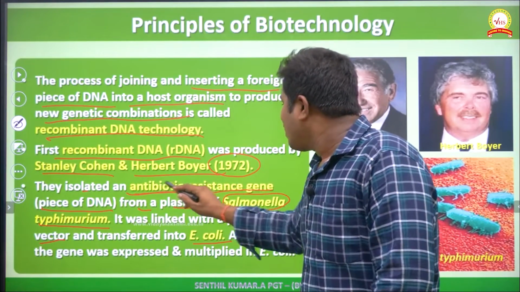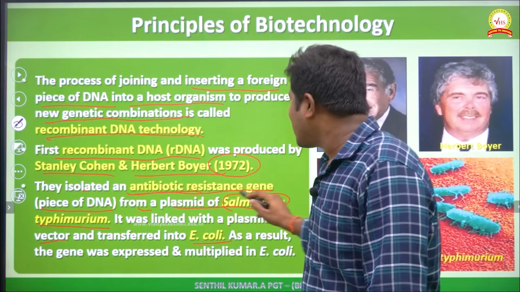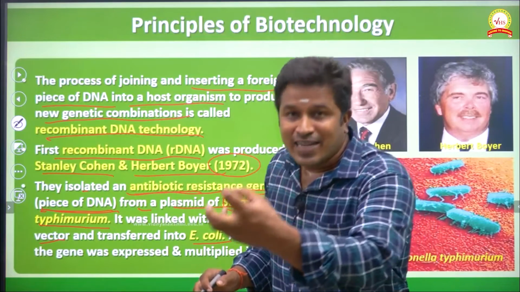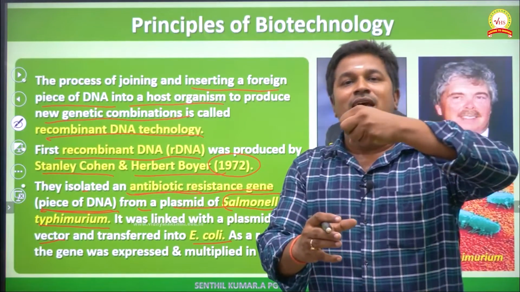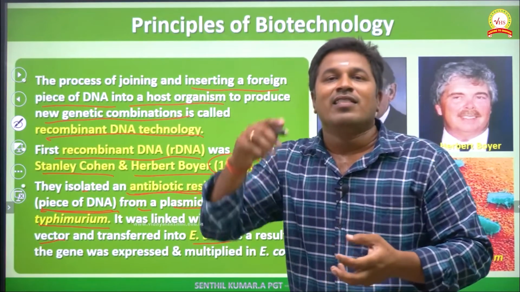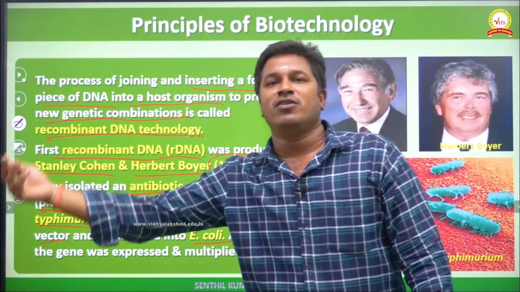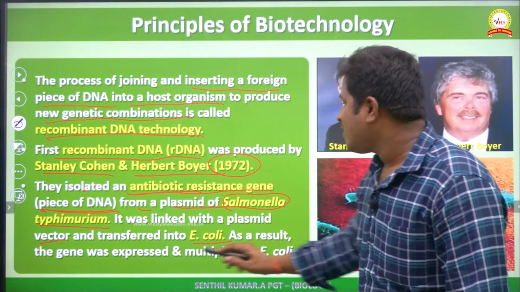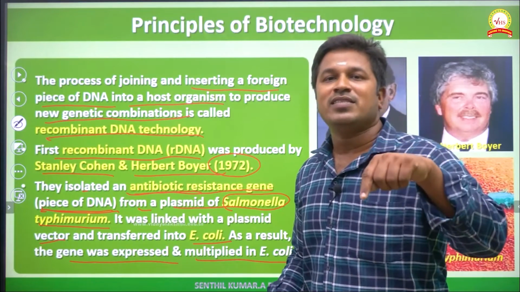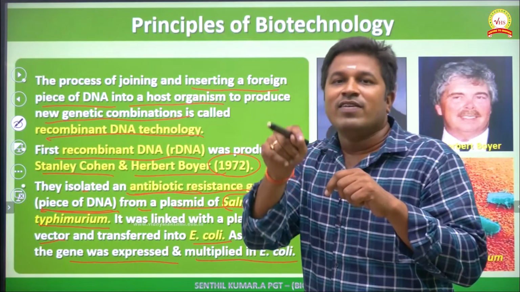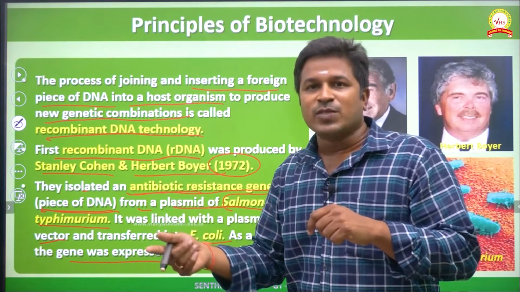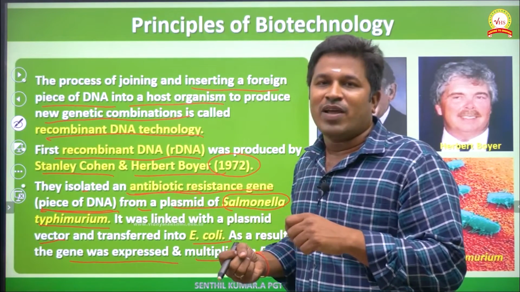This particular antibiotic resistance gene, this piece of DNA, is considered the gene of interest. That has been isolated and inserted into the plasmid vector. Once it has been inserted, it becomes a recombinant DNA. That recombinant DNA was transferred into E. coli. As a result, the gene was expressed and multiplied in E. coli. Whatever genetic information exists in the gene of interest will be expressed, and once expressed, it can be isolated by various kinds of techniques.